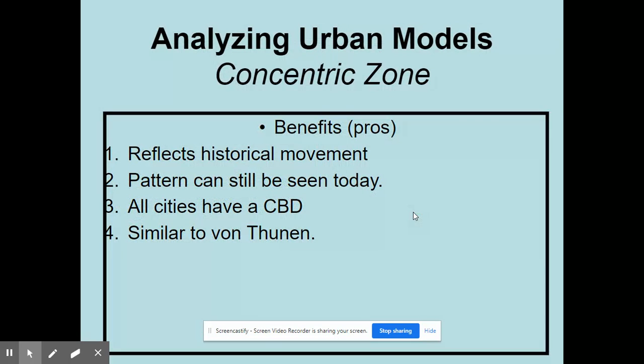All right, what are the benefits of analyzing and applying this concentric zone model to our cities in the United States? It definitely reflects historical movement, so please write that down. The pattern can still be seen today, like you can definitely analyze Denver or even Philadelphia with a concentric zone model. All cities have a CBD, and this is very similar to Von Thünen.